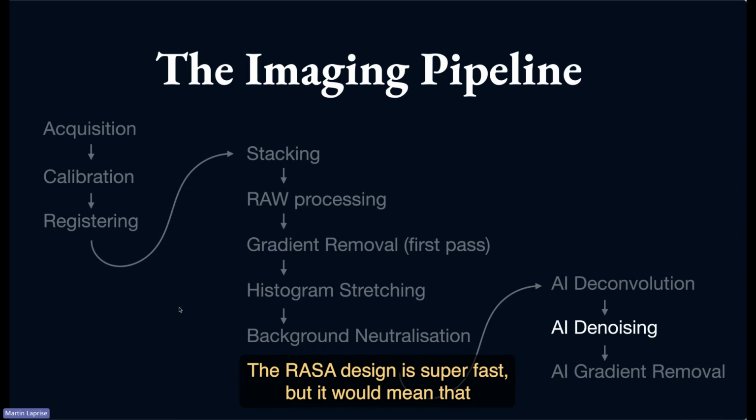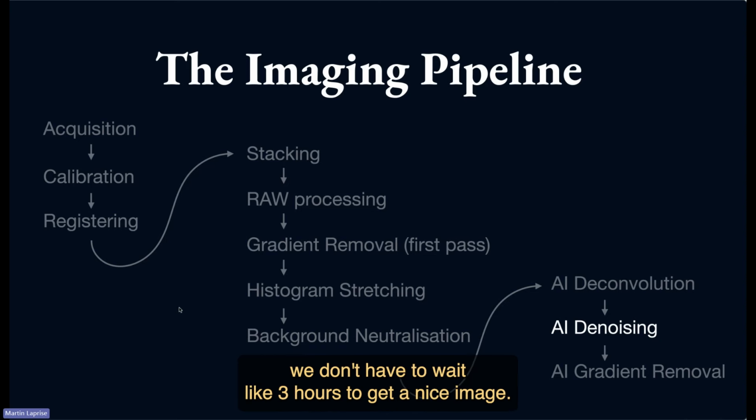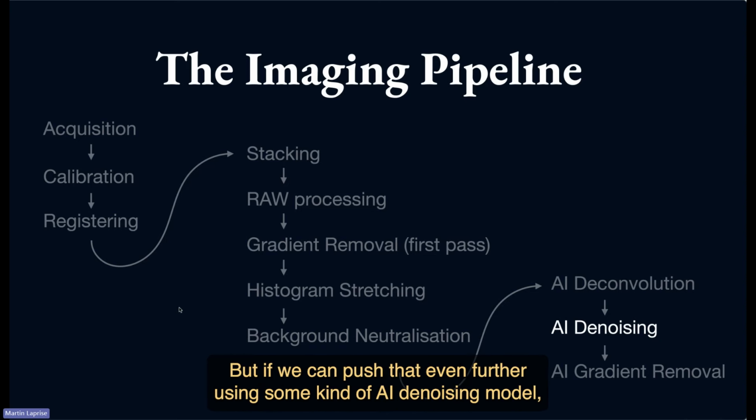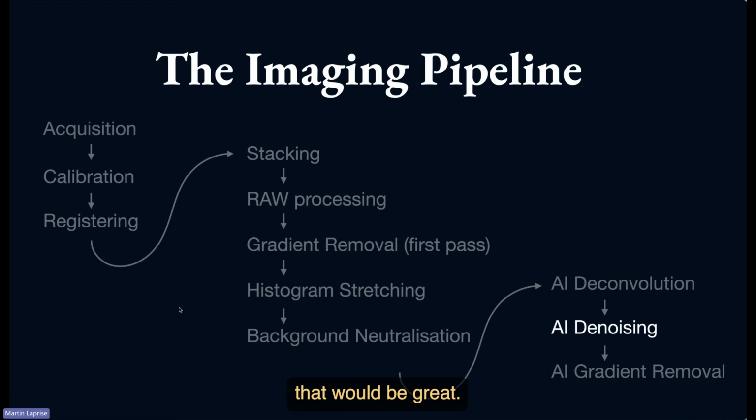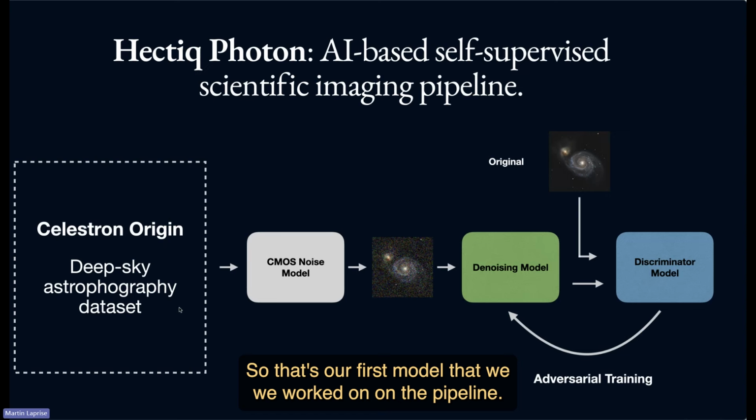The RASA design is super fast, which means that we don't have to wait like 3 hours to get nice images. But if you can push that even further using some kind of AI denoising model, that would be great. So that's the first model that we work on in the pipeline.